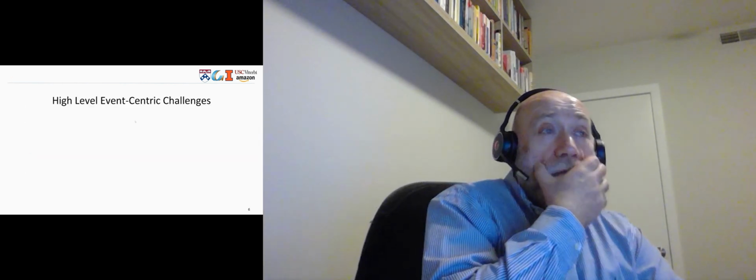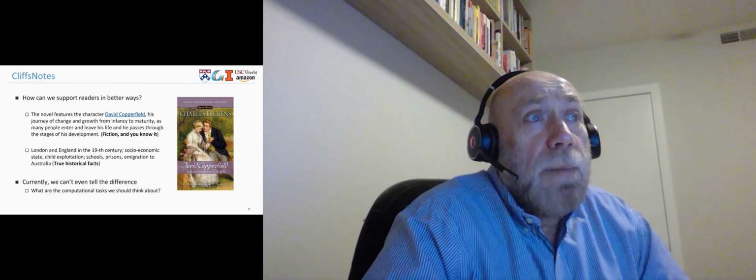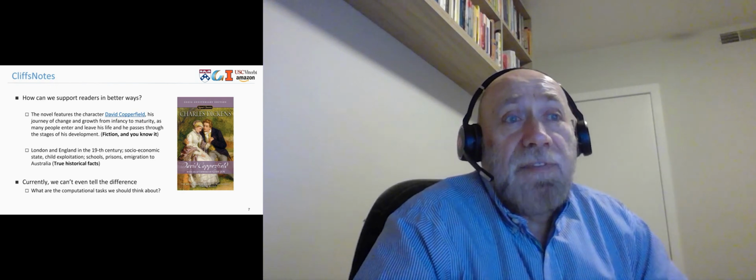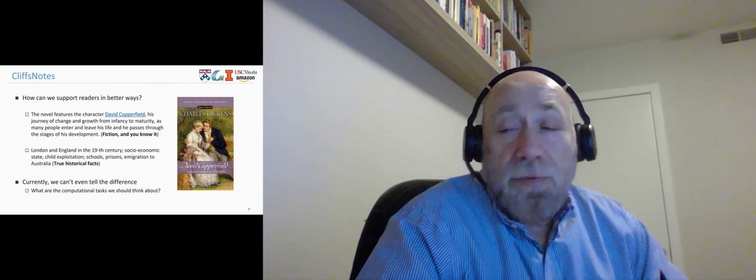So I want to finish with really grand vision challenges for this domain. And the first one has to do with reading books. Books are often about events, and you can think about a version of Cliff Notes that many of you are familiar with. And let's take David Copperfield as an example. So this novel is centered around David Copperfield, his journey of change and growth from the time he was born to maturity.